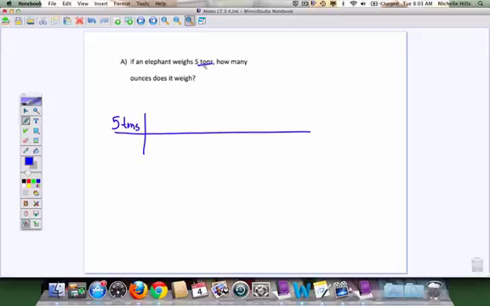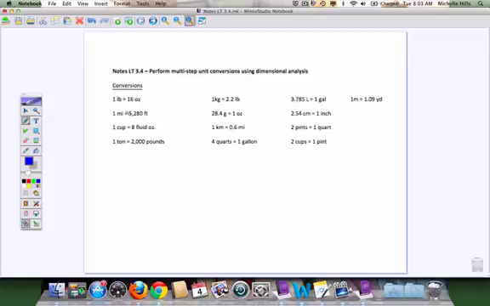Now, it wants me to convert it to ounces. I need to figure out what I have. I can convert tons to pounds. Oops, let me undo that. To pounds. And then can I go anywhere with pounds? Yes, I can go from pounds to ounces. So I'm going to need 2 steps to go from tons to pounds, and then from pounds to ounces.